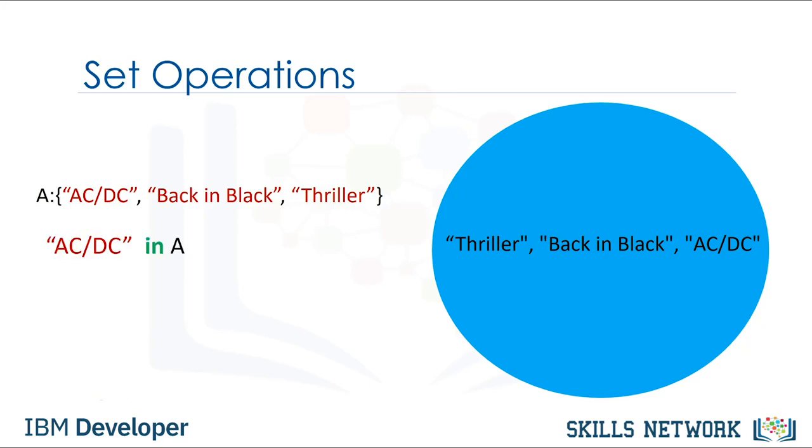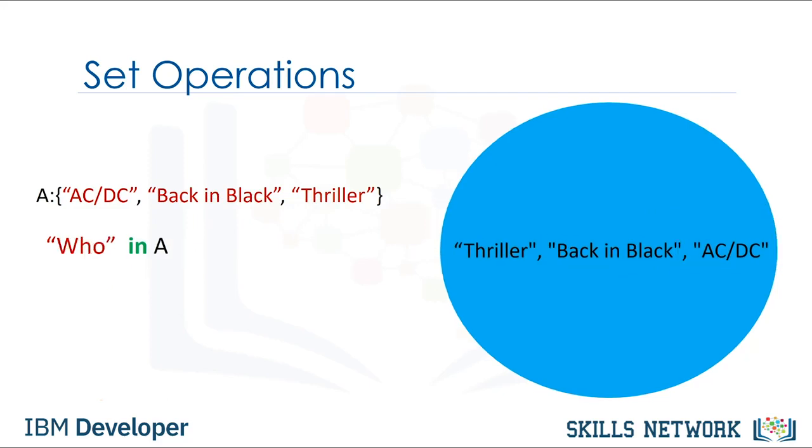We can verify if an element is in the set using the in command as follows. The command checks if the item, in this case ACDC, is in the set. If the item is in the set, it returns true. If we look for an item that is not in the set, in this case for the item who, as the item is not in the set, we will get a false.